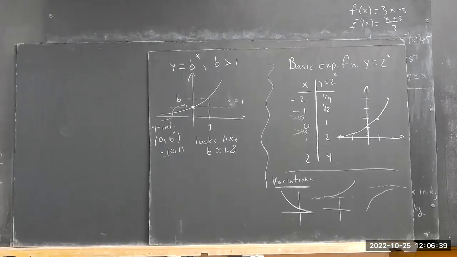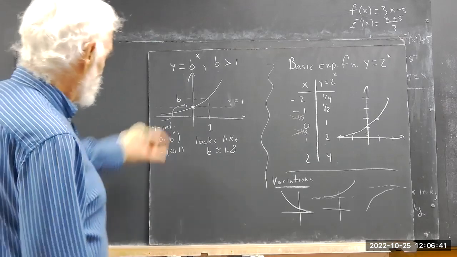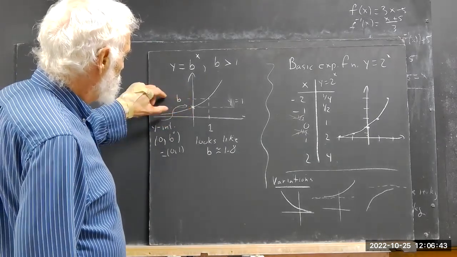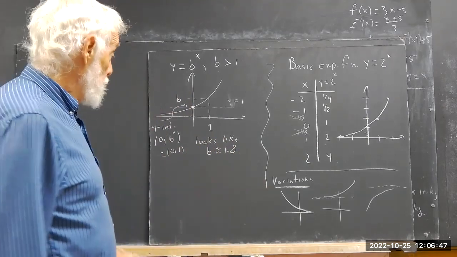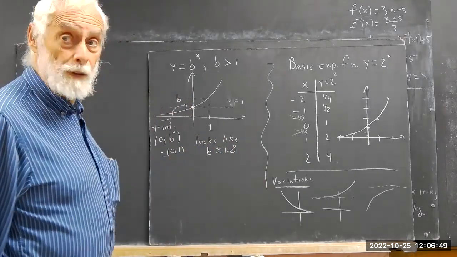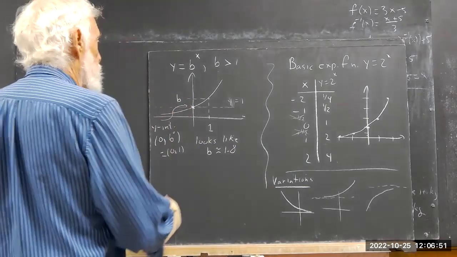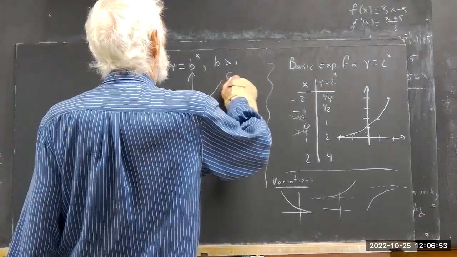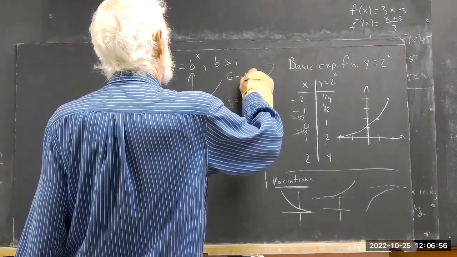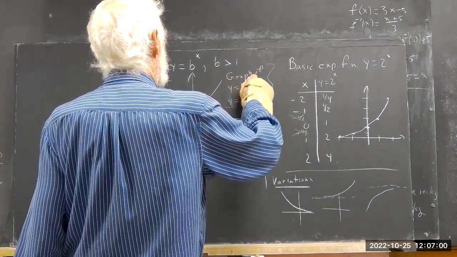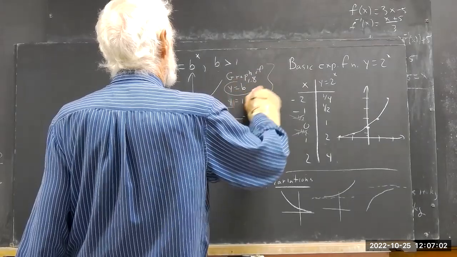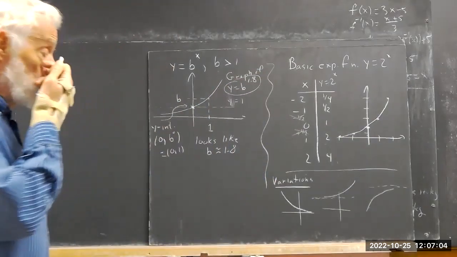Anyhow. If this is 1, this is a little shy of 2. The estimates we got were between 1.5 and 2, so they're all good estimates. So I'm going to say it looks like b is approximately 1.8. So now this is the graph y equals b to the 1.8 power.